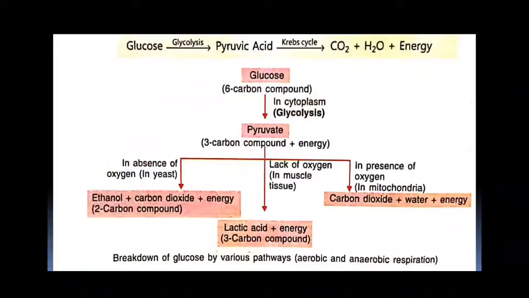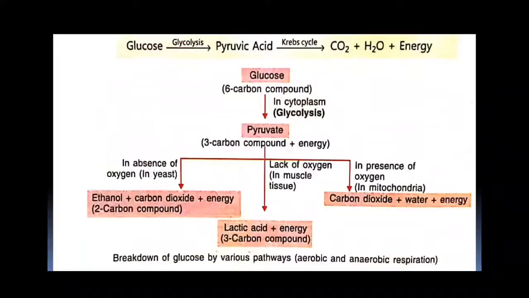So, the first initial step of glucose breakdown occurs in the cytoplasm, which results in the production of pyruvic acid, and this step is called glycolysis. During glycolysis, one molecule of glucose breaks down to produce 2 molecules of pyruvic acid, and each pyruvic acid molecule has 3 carbon atoms, and this pathway does not require oxygen. Now, the fate of the pyruvic acid is determined by the presence or absence of oxygen.